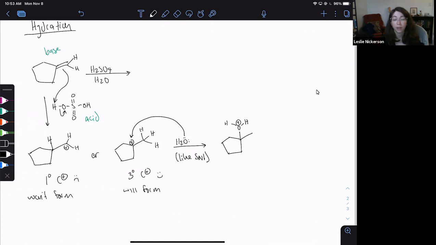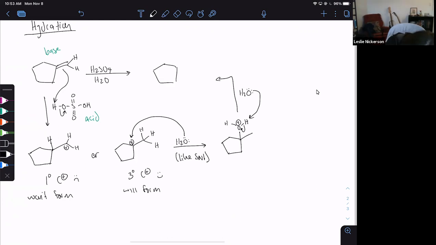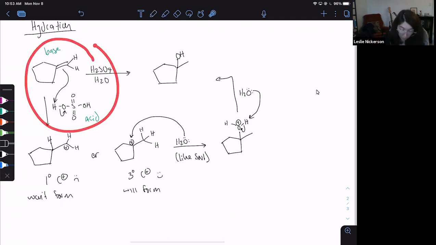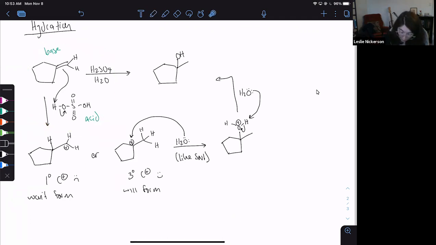Okay, then I have the protonated form here. Then I have another molecule of water come around and deprotonate that to get to a neutral product. Okay, so if we summarize, this is all using chemistry that you've pretty much seen before, right? The first step is an acid-base reaction, and then the second step is an SN1, right?